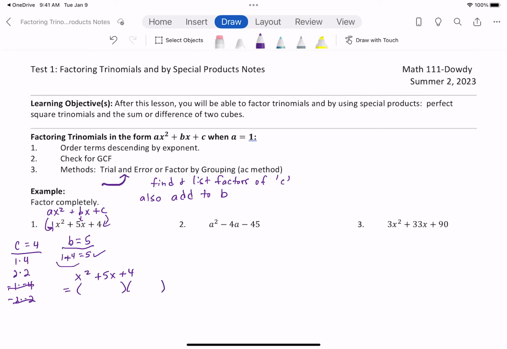The reason that the case where a is 1 is simpler than other cases is that I know what goes into these two first spots has to multiply to give me x squared. What makes that easier is that there aren't multiple things that I can multiply and get x squared. The only thing I can multiply is x times x to get x squared. And then to finish the binomials off, that's where the factors that we just found came in. We said that the factors that multiply to 4 and add to 5 were 1 and 4. So that means my binomials are going to be x plus 1 and x plus 4. So x plus 1 times x plus 4 is the factorization.